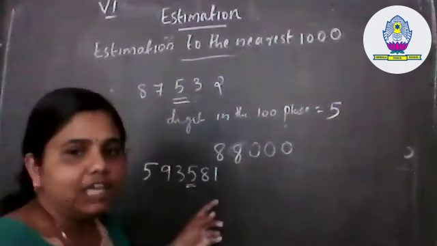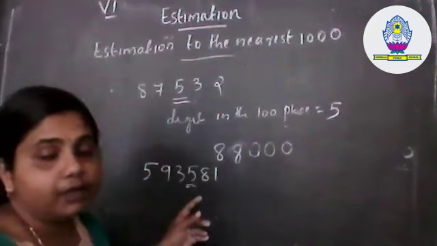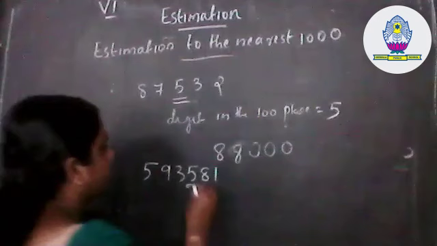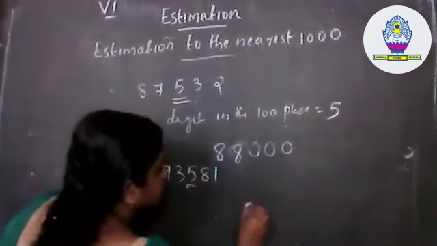Which is equal to 5. That is the digit in the 100 place. If the digit in the hundreds place is equal to 5, then we replace the last 3 digits with 0.